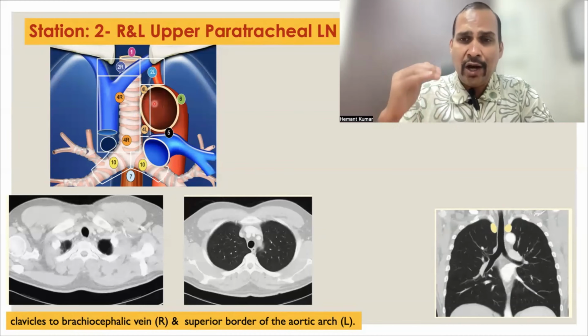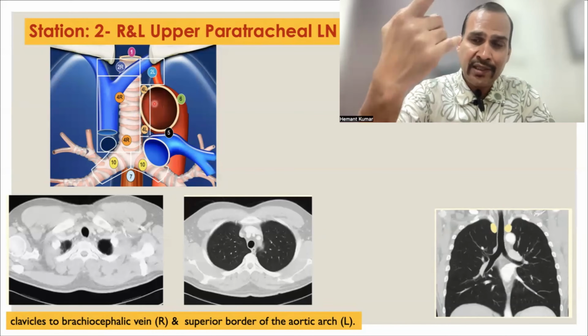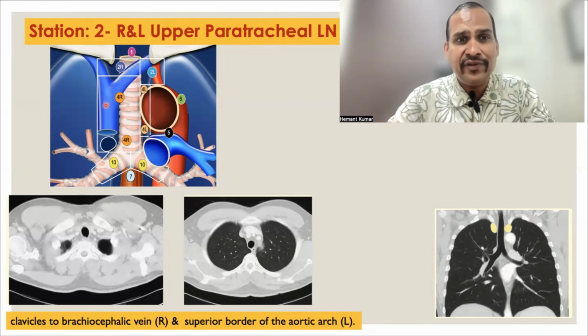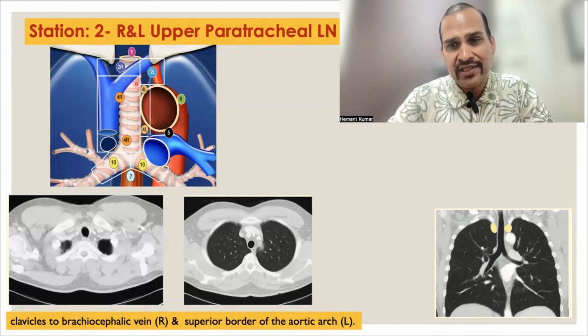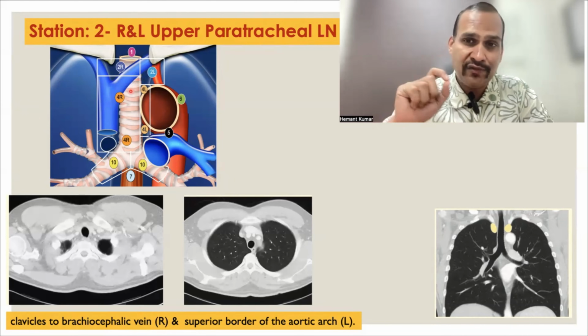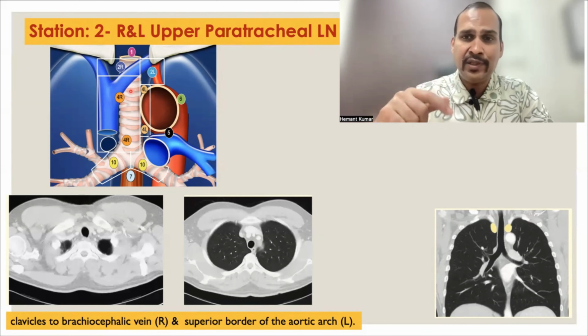Anything left to this margin is called left side. Okay. So how to differentiate between upper paratracheal and lower paratracheal? On the right side, when this brachiocephalic vein crosses from right to left. In CT scan, you need to know how to identify the brachiocephalic vein. Then only you can differentiate between upper paratracheal and lower paratracheal.